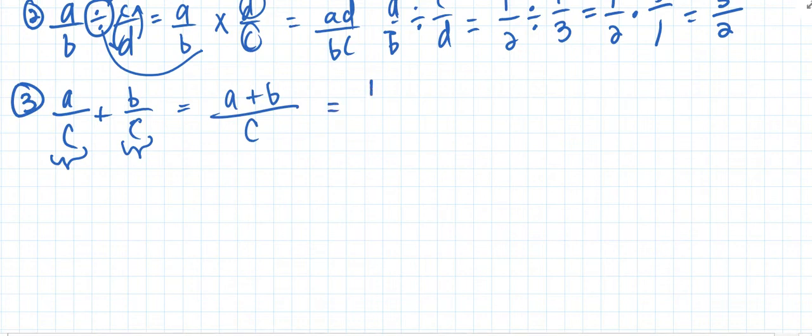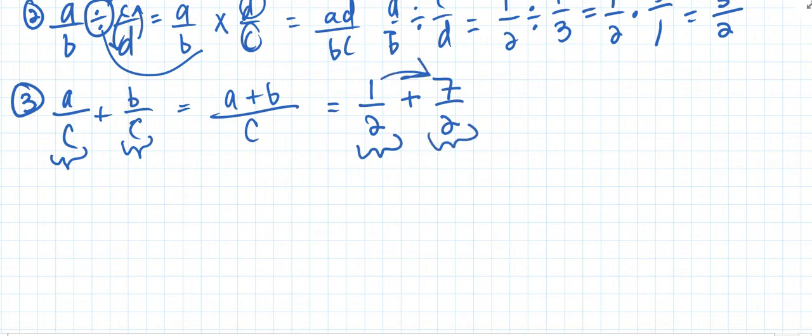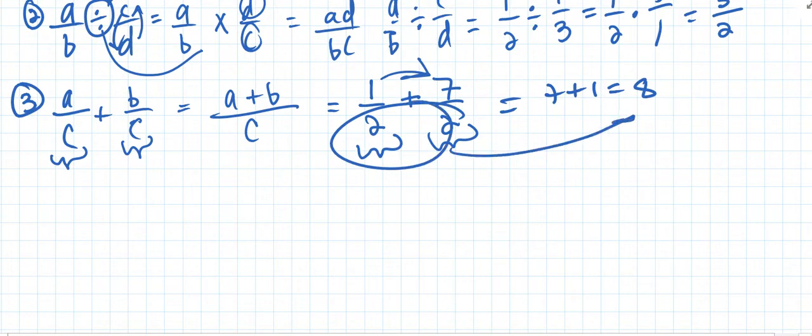Now, if you have, let's say, 1/2 plus 7 over 2, what happens? You make sure you have the same denominator, and then you add across. Okay? 1 plus 7 is the same as 8. Take the denominator, bring it back, 2. Okay?